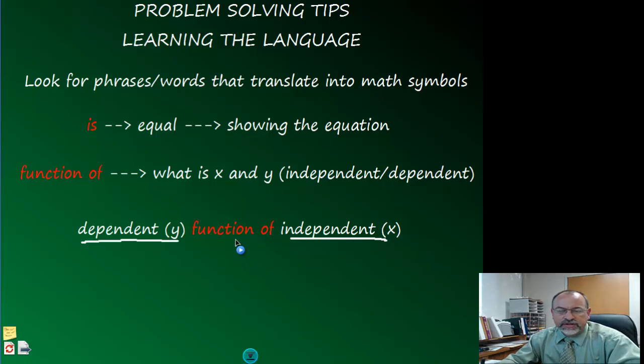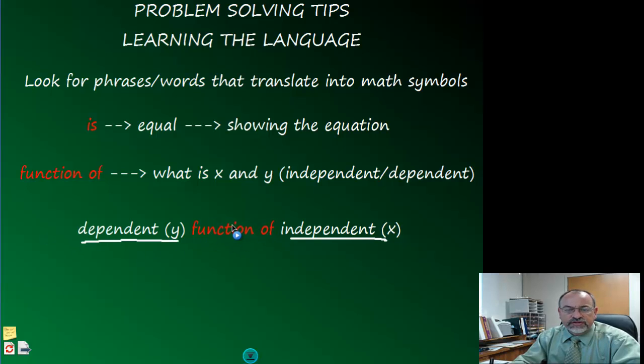Now, this is one of the key things in doing algebra, being able to figure out what's going to be independent and what's going to be dependent. It's really important when we're applying this to real world problems, and this really becomes the most difficult thing for students, being able to figure out what x is and what y is. Because once you know that, then setting up the function rule or the equations becomes a lot easier. So learning some of the vocabulary and learning what it shows me is very important.